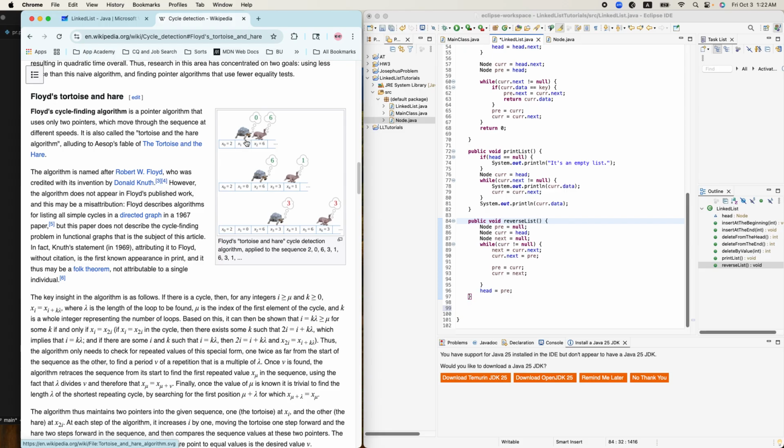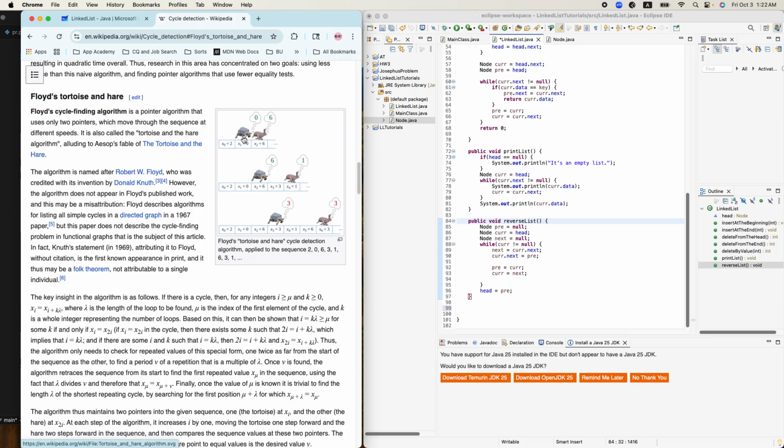The story is that the tortoise and the rabbit or hare had a competition, and the obvious expectation was that the rabbit should be the winner because the rabbit is much faster than the tortoise. But the winner of that competition is the tortoise. So Robert Floyd is using this analogy to detect if there is a cycle in a linked list or not.